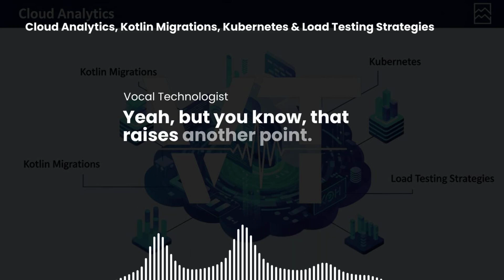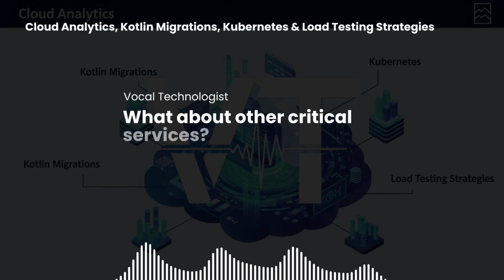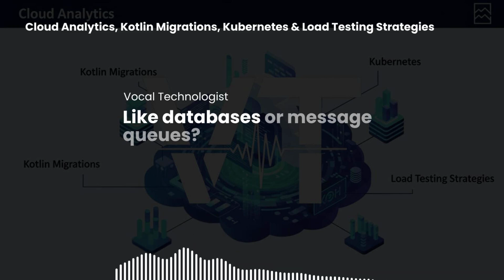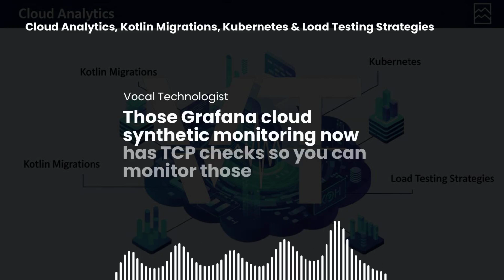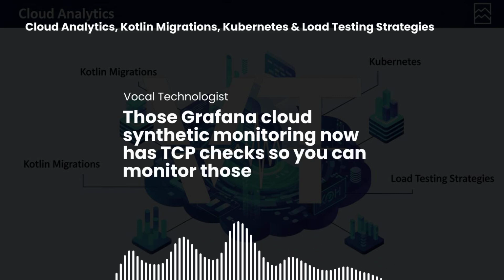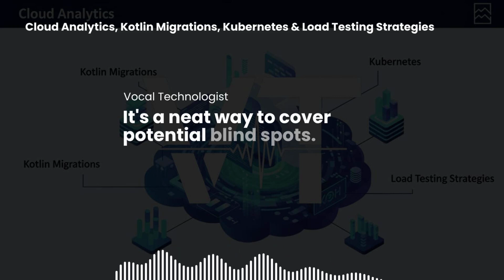Yeah. But that raises another point. Monitoring isn't just about HTTP anymore. What about other critical services? Good question. Like databases or message queues. Exactly those. Grafana Cloud Synthetic Monitoring now has TCP checks, so you can monitor those non-HTTP services directly on specific ports. It's a neat way to cover potential blind spots.